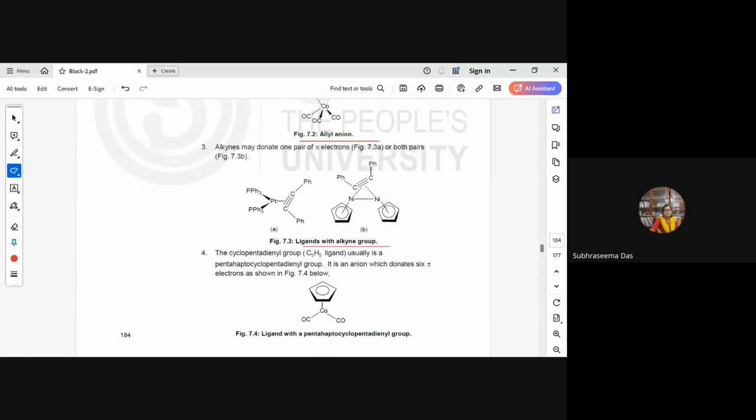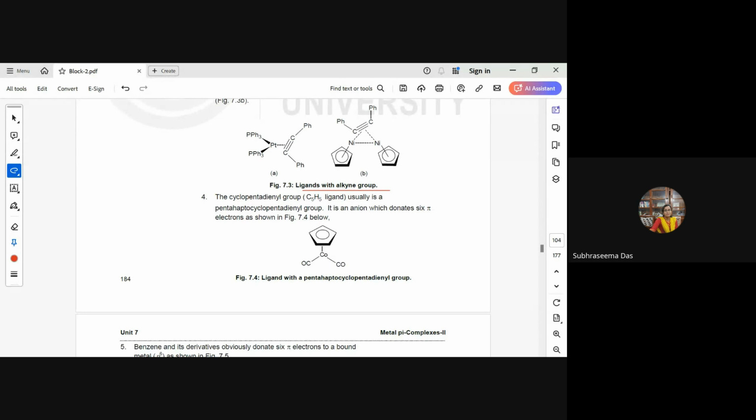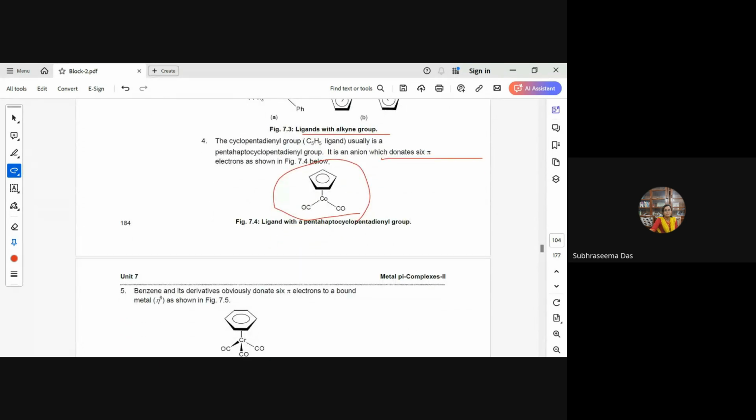Here it is shown in the figure, with the ligands, how they coordinate with the alkyne group, and the cyclopentadienyl group, that is the C5H5 ligand. It is actually eta5, that is the pentahaptocyclopentadienyl group. It is an anion and it donates 6 pi electrons, as shown here in figure 7.4, an example of a pentahaptocyclopentadienyl group, that is the C5H5 group.